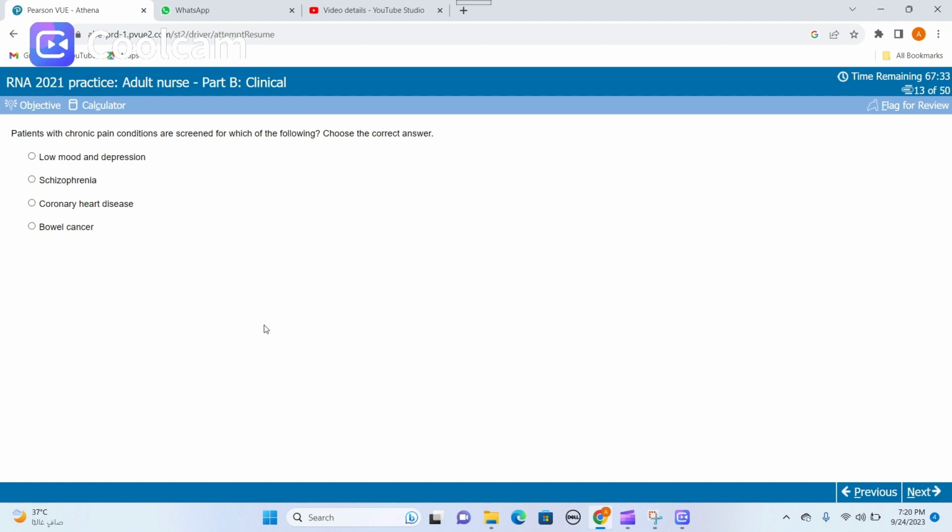Okay. Patients with chronic pain conditions are screened for which of the following? Screened for low mood and depression, not schizophrenia, coronary artery disease or bowel cancer. The patient will be very expressive in the case of bowel cancer as well as coronary heart disease. But in low mood and depression, the patient cannot express properly because of their depressive behaviors. So we need to do the screening.